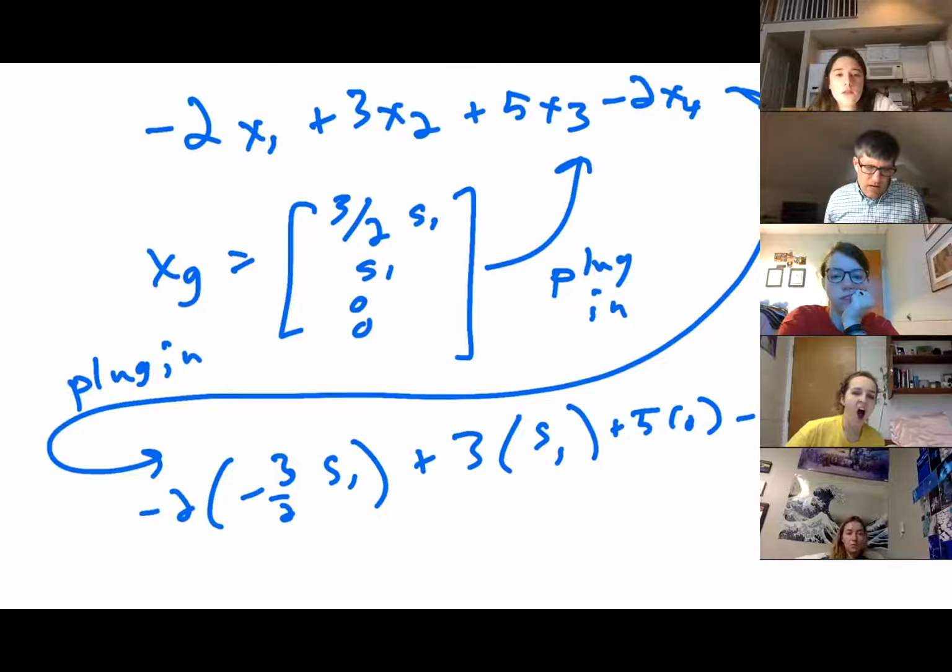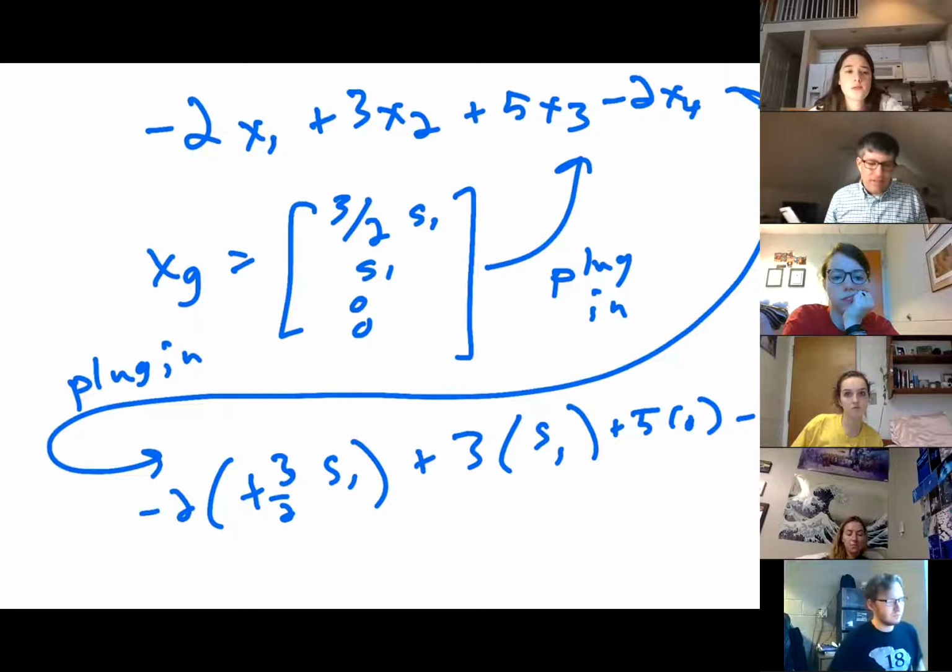Oh, that doesn't look right. Why is that not right? I think I've made a mistake somewhere. I don't get 0, do I? That's not good. Let's be sure I wrote it down right. Oh, sorry, I plugged in the wrong thing. I should have plugged in positive 3/2 S1 instead. So I'm going to erase that. Now what do I get when I plug in? 0. Now I get 0.